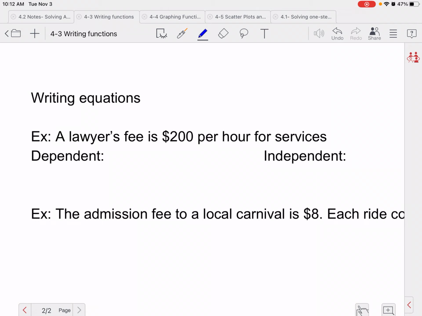A lawyer's fee is $200 per visit for services, right? So we want to know the dependent and independent variables. The amount that he costs depends on the hours that he works, right? So the dependent would be the hours that he's working, and the independent is the fee, or the cost.